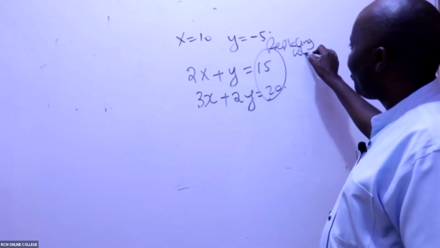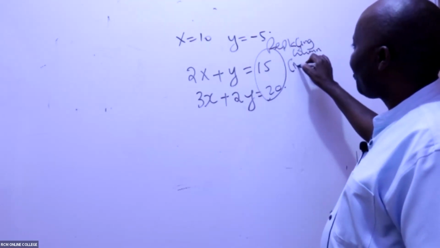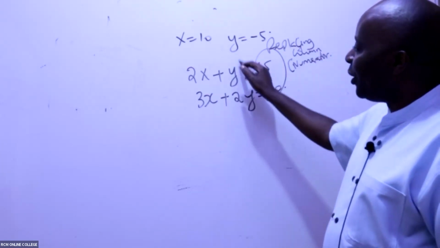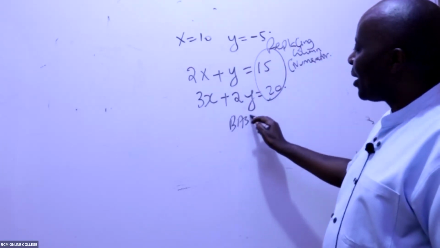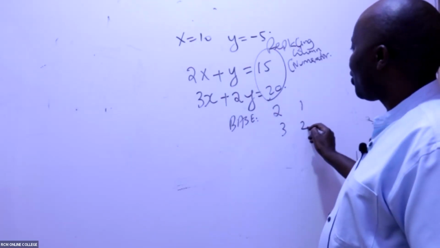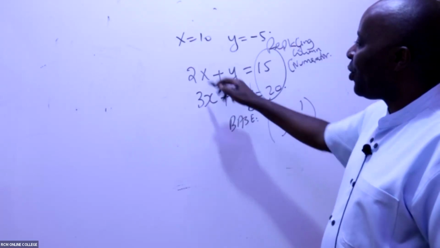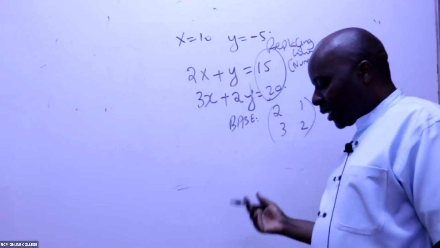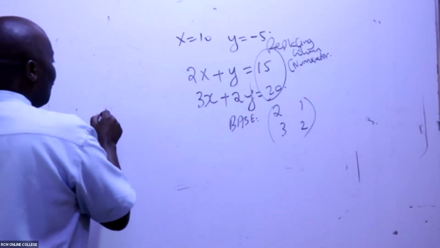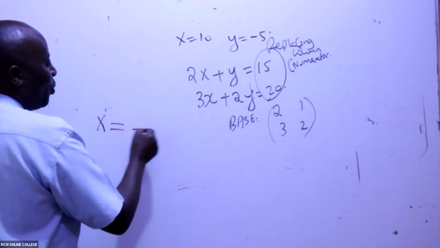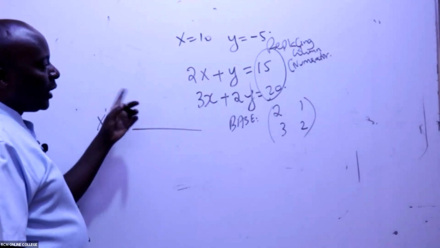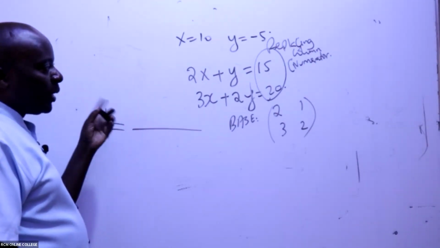Replacing column, for numerator. For the denominator, I know the base. The base here is 2, 1, 3, 2. This one is the base matrix. So we start making, in this case here, x. If they want me to get x, what do I do in the numerator? Can somebody guess here? If they want me to get x, I will have to replace the column of x.